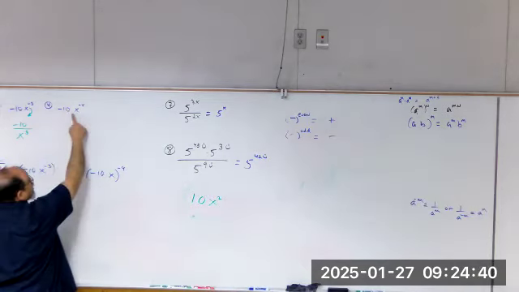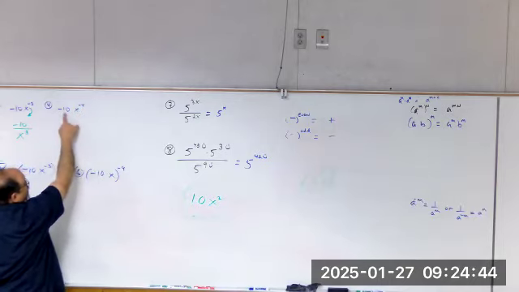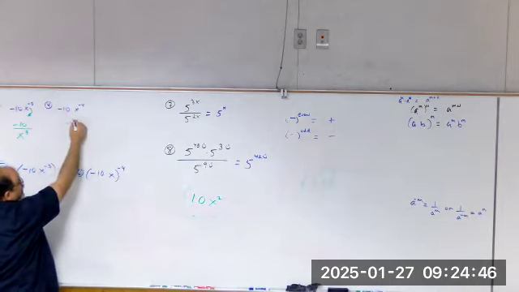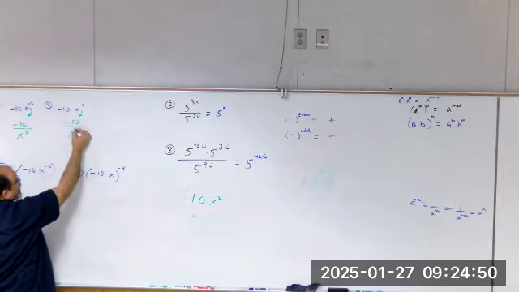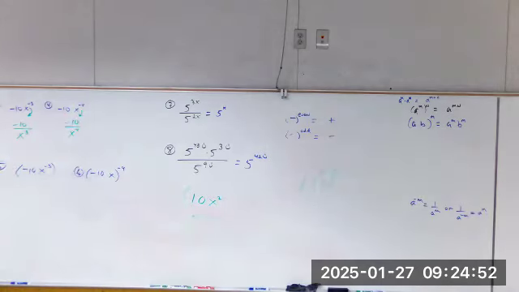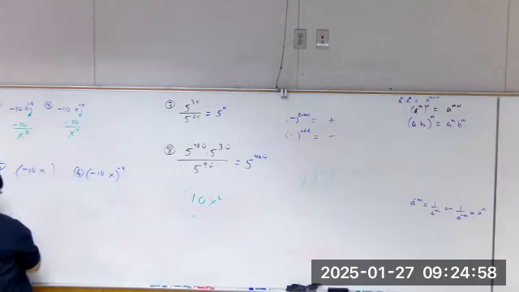Same thing here. The only thing that has an exponent is x. So negative 10 is going to stay put. This is going to flip down, become x to the positive 4. And this negative 3 is supposed to be out here.